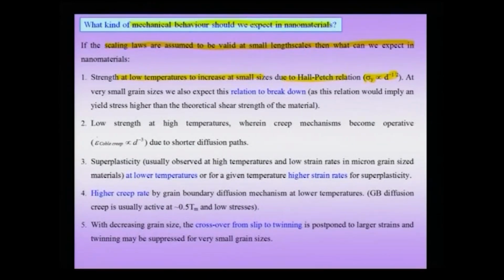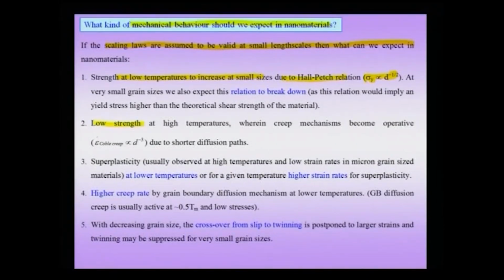But then this increase in strength cannot go on forever, because you know that the ultimate limit is of course the theoretical shear strength, which means that at some small grain size we would expect the Hall-Petch relation to actually break down. So, this is one important thing we would naturally expect, that at very small grain sizes the Hall-Petch relation would break down. That means, a sigma y versus d power minus half plot, which is going to be a straight line, is going to break down.